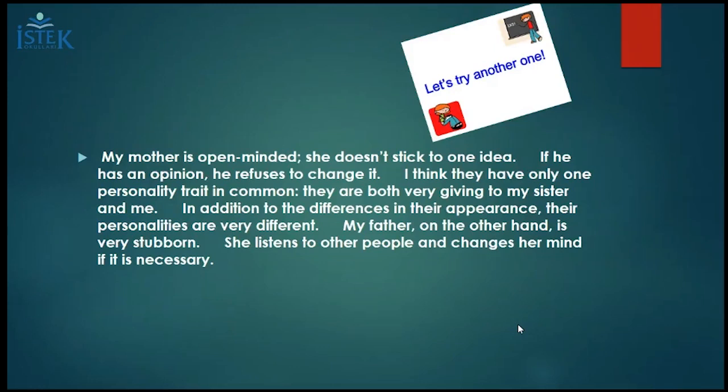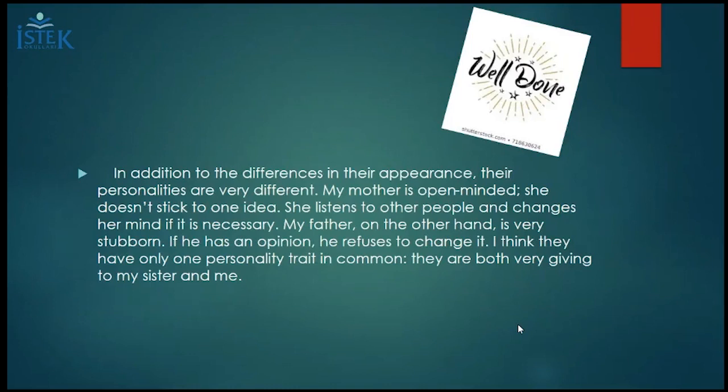Let's see how you did it this time. In addition to the differences in their appearance, their personalities are very different. My mother is open minded. She doesn't stick to one idea. She listens to other people and changes her mind if it is necessary. My father, on the other hand, is very stubborn. If he has an opinion, he refuses to change it. I think they have only one personality trait in common. They are both very giving to my sister and me. Well done if you got this one right as well.